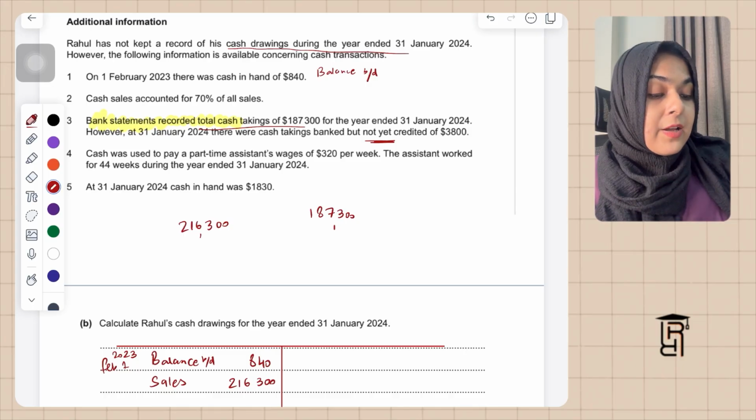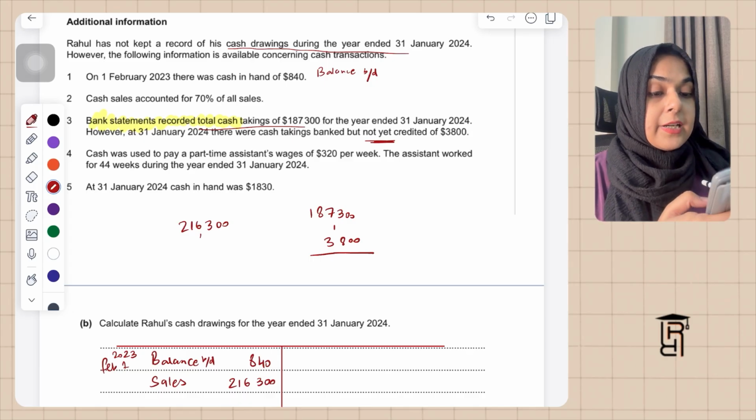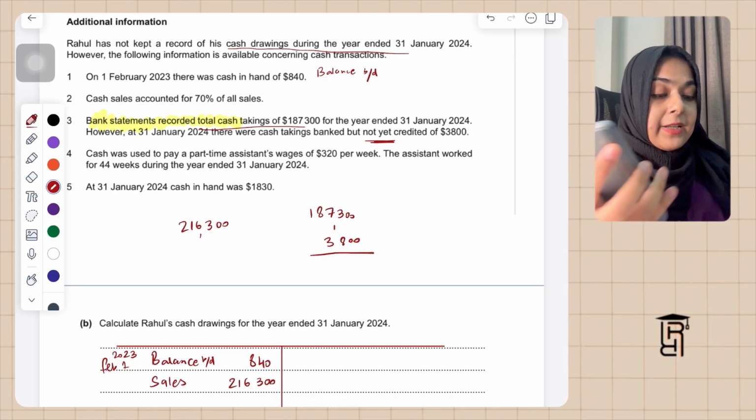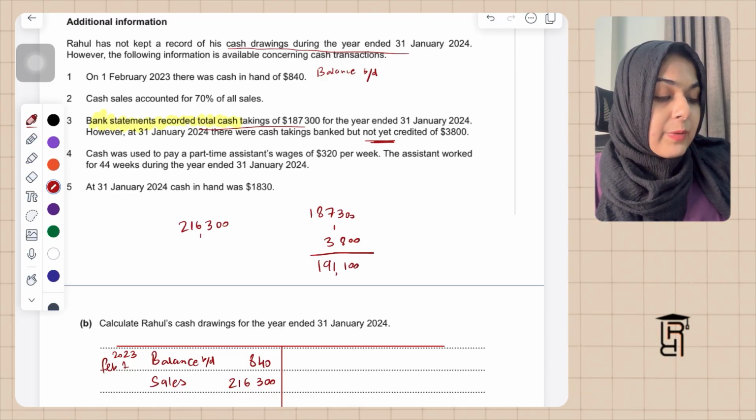So that means we have deposited a total of 187,300 plus 3,800. So 187,300 plus 3,800 is what we have put into the bank. So 191,100 is what we have deposited in the bank. So this is what we have put into the bank.